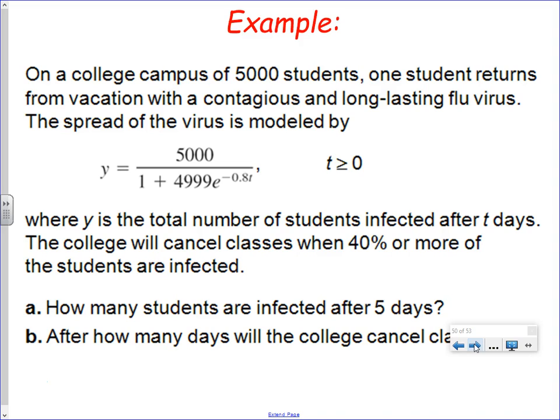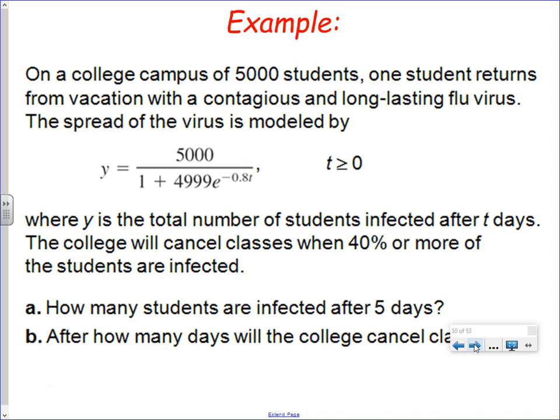On a college campus of 5,000 students, one student returns from vacation with a contagious and long-lasting flu virus. This stuff actually happens. Take your vitamins in college and be wise. The spread of the virus is modeled by y equals 5,000 over 1 plus 4,999 e to the negative 0.8t.